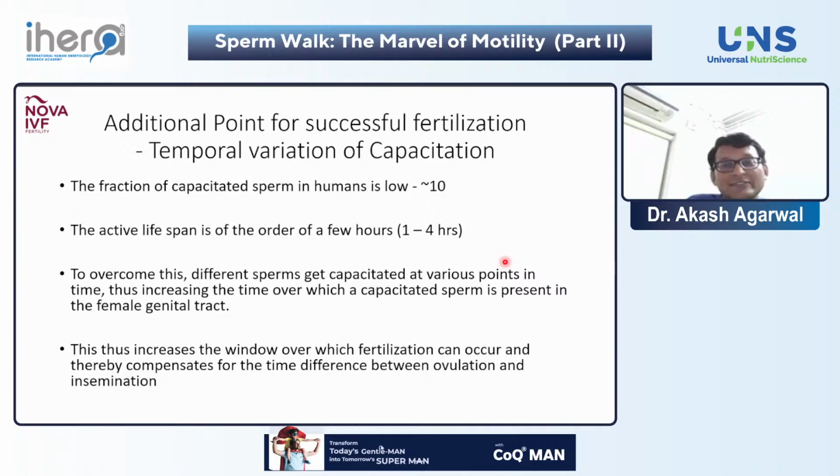What it does is that not all the sperms get activated at the same time. They get activated over a period of time. So you have a pool of sperms which are continuously getting activated and migrating up the female genital tract. Because once they get activated or capacitated, the active lifespan is just of the order of a few hours, so the oocyte may not be there. To increase the probability of sperm being present when the oocyte is in the oviduct, nature does this trick whereby capacitation happens not at one time but in a series of waves, and thereby increases the chance of finding a mature oocyte in the oviduct.